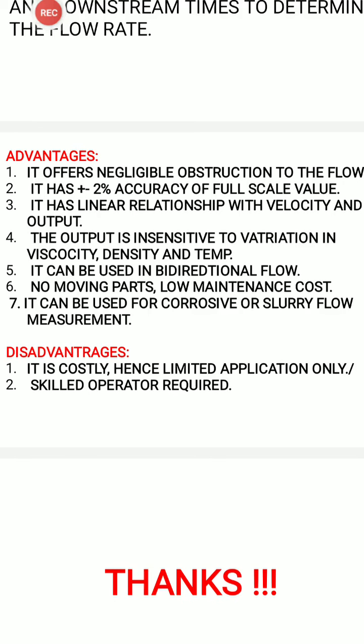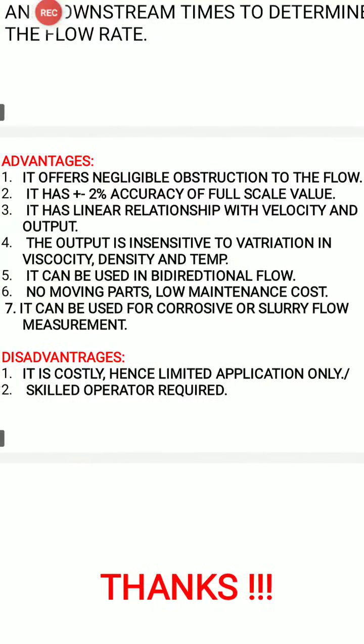It offers negligible obstruction to the flow. That means if the turbine blades are fitted or mounted in the pipe, they will cause obstruction to the fluid flow. Here it is not the case of obstruction. It has plus minus 2% accuracy of the full scale value. Accuracy percentage is given. Very high accuracy, suppose.